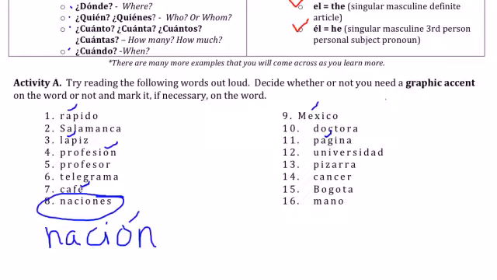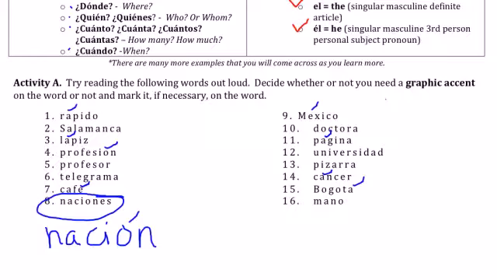12, universidad, no graphic accent. 13, pizarra, no graphic accent. 14, cáncer, graphic accent over the A. And 15, Bogotá, graphic accent over the A. And 16, mano, no graphic accent.